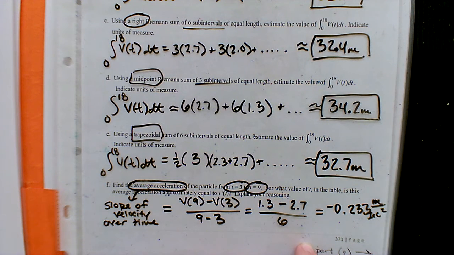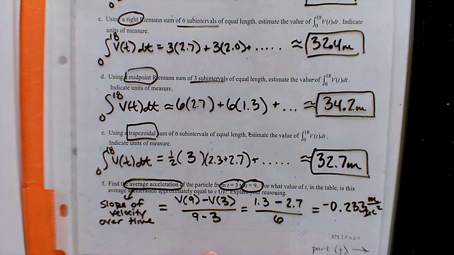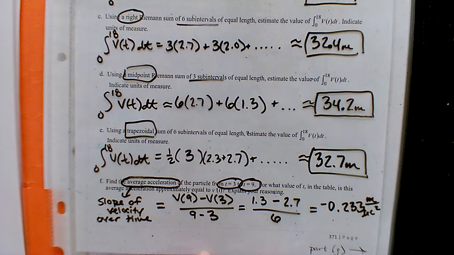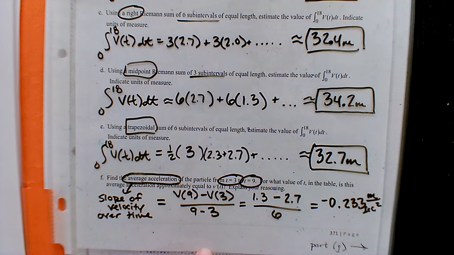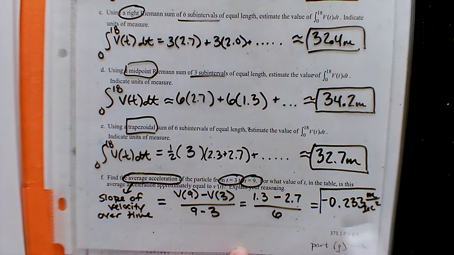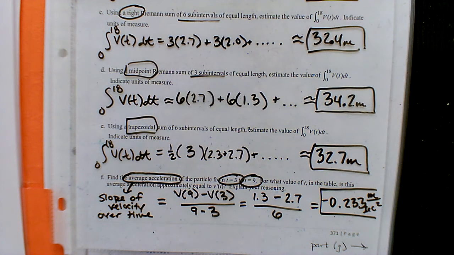Right, they're asking you about an acceleration, so you need a squared unit on that time unit. Can we get that? Check out. All right, there's another part to this. For what value of t in the table is this average acceleration approximately equal to v prime, the slope or derivative of v? What do you think, Dan?